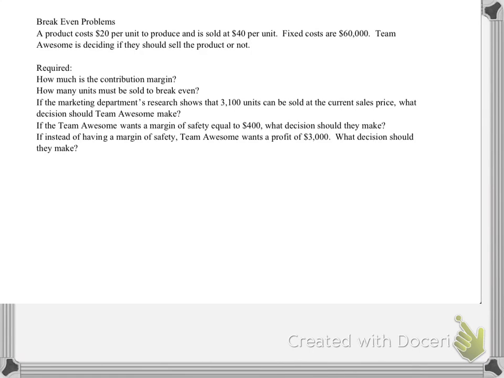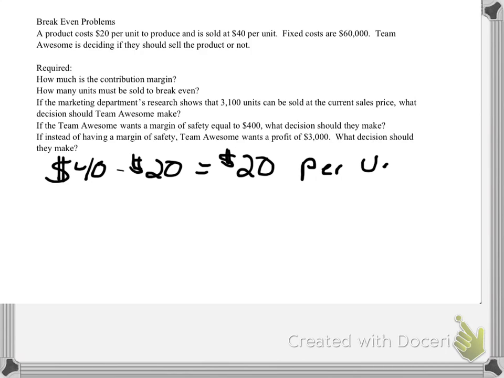The first break-even problem has several parts. The first part is how much is the contribution margin? Well, you know that the contribution margin is sales price less variable cost. So, if you take a $40 sales price and you subtract out your $20 variable cost, you end up with a contribution margin of $20. Just do not forget that this is per unit.